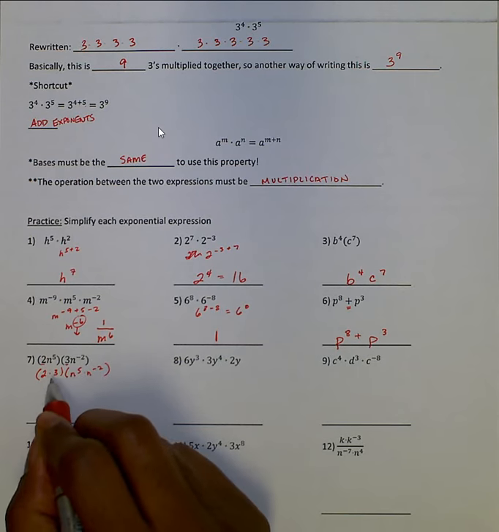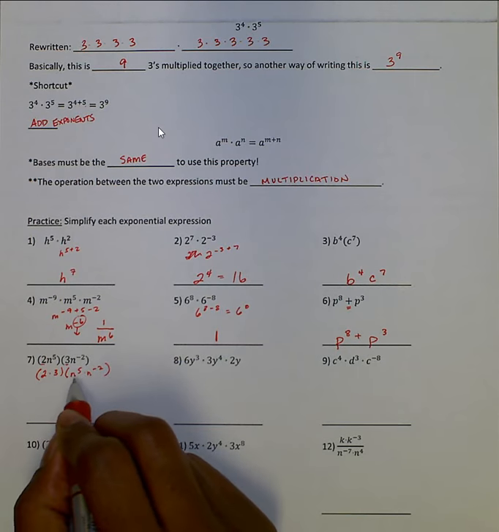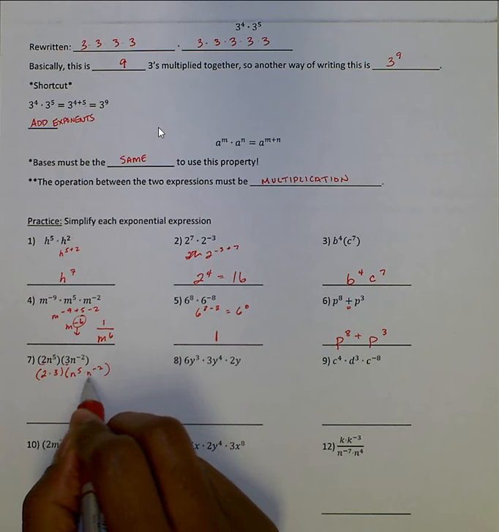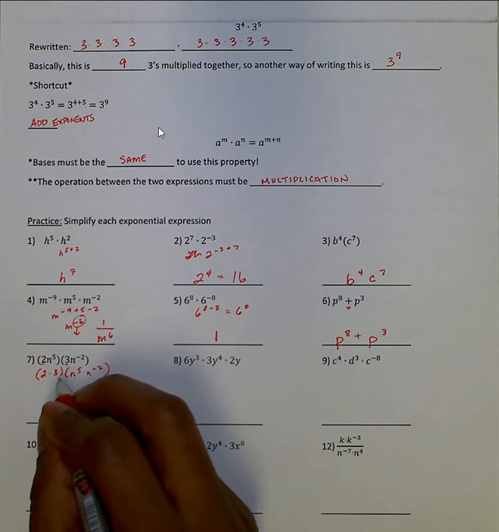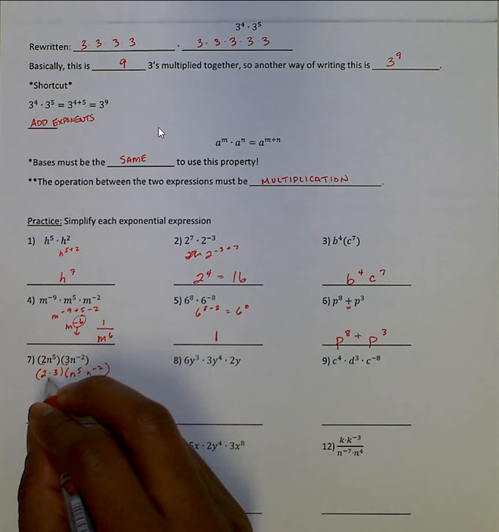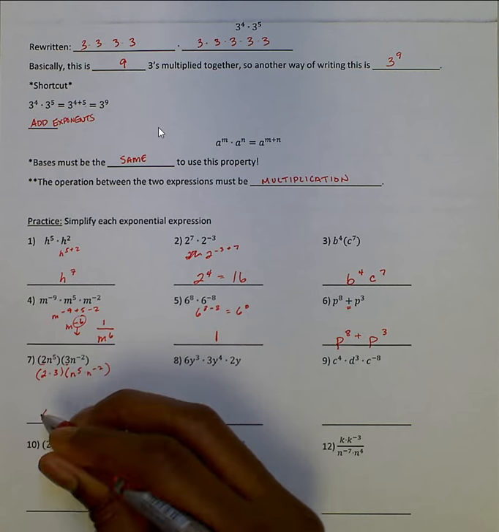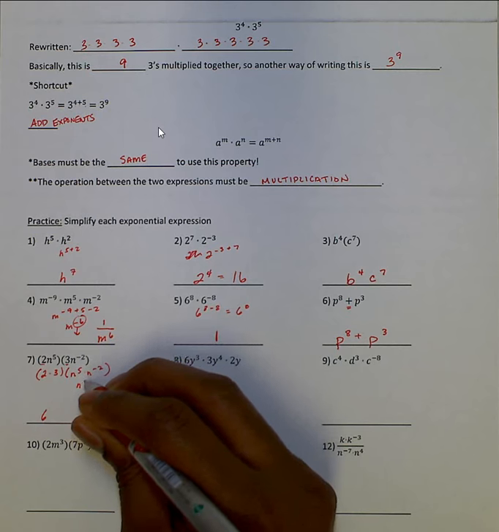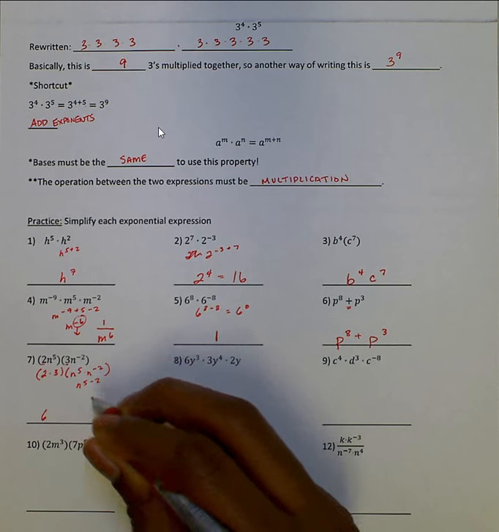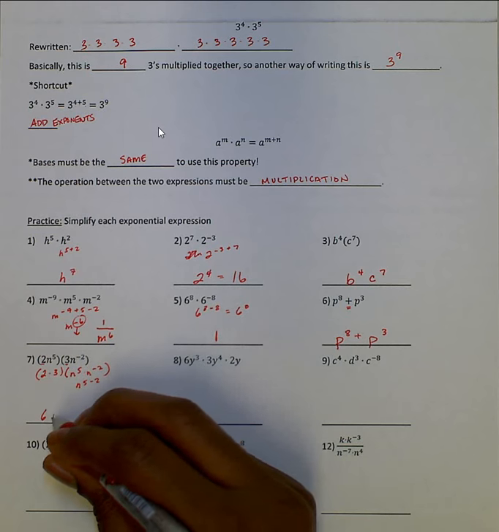And then we're also doing this because we have the same bases. We're putting the same bases together. So 2 times 3. No, the bases aren't the same, but we know how to multiply numbers. 2 and 3, 6. Here we have x to the fifth and x to the negative second. So x to the fifth minus 2 is x to the third.